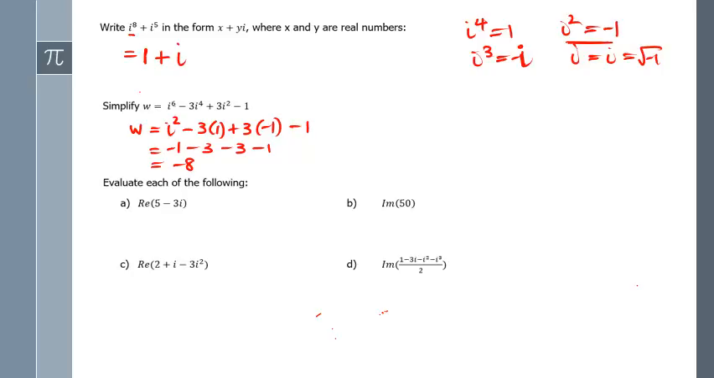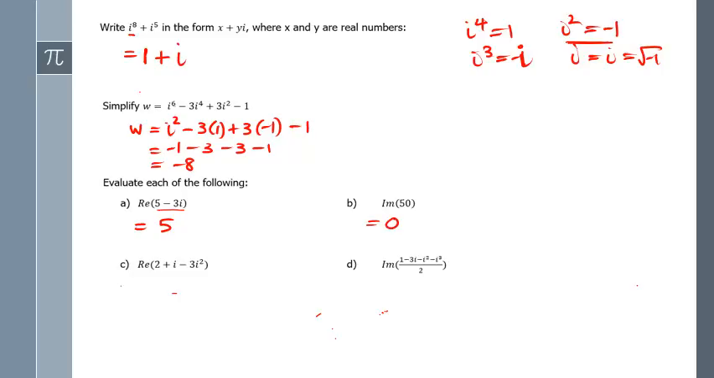Okay, if I want to find the real part of this complex number, the real part is just the part that doesn't have any i. So in this case it is 5. The imaginary part of 50, well, this doesn't have any imaginary part, so the imaginary part is just 0.